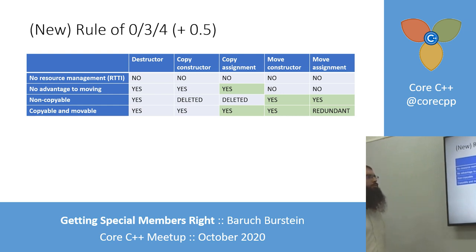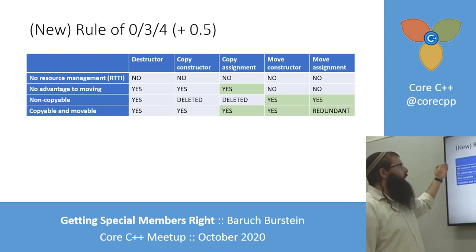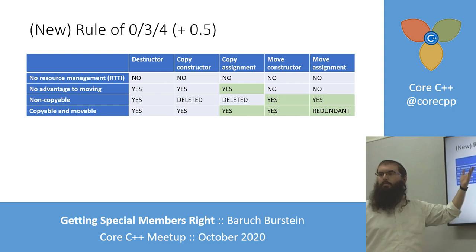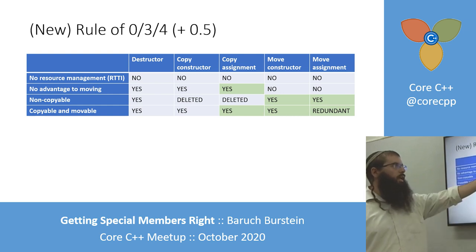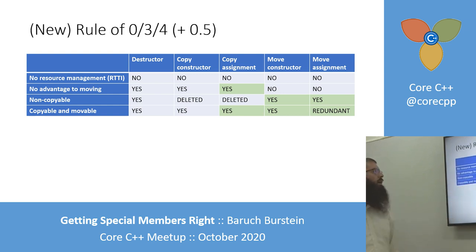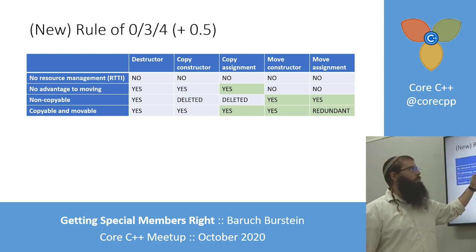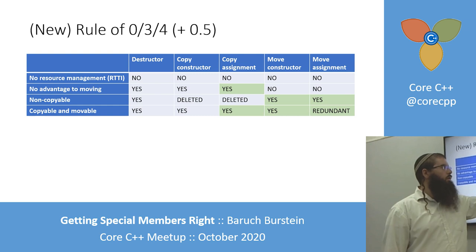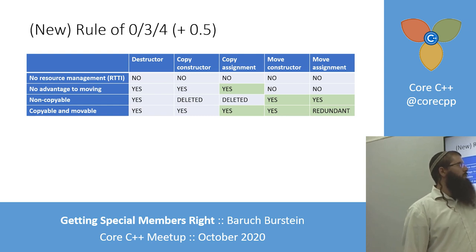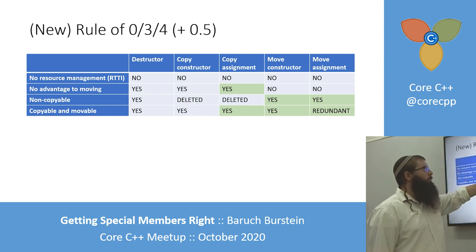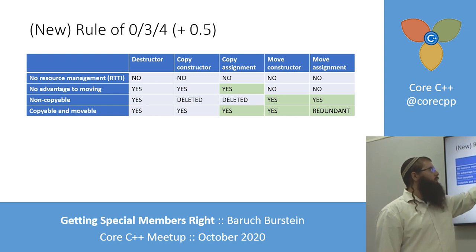So the new and improved rule of 0, 3, 4, 5, 6.5, some number. If there is no resource management, because everything is either plain old data, trivial, or it is an RAII manager, we don't have to define or declare any of the functions. If we are managing something, but there is no advantage to moving, can happen, I'm sure it can, then we only need to define the original rule of three, well, plus the swap. As we saw, this one is completely boilerplate, so we basically only have to think about these two.